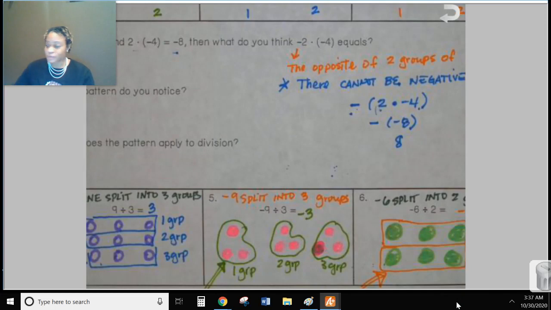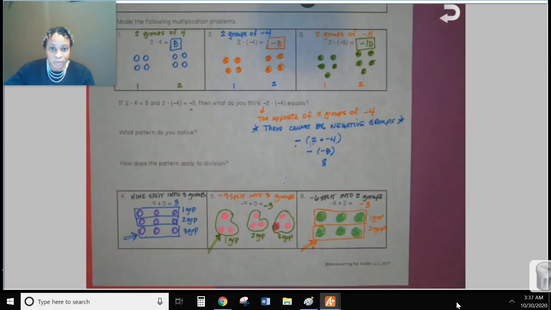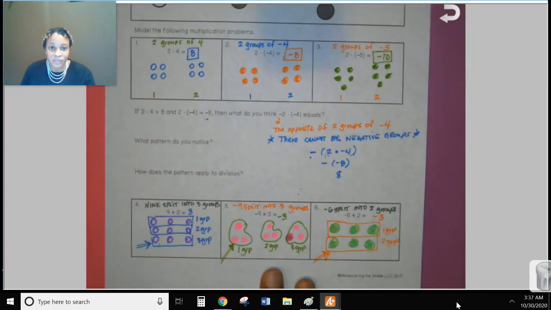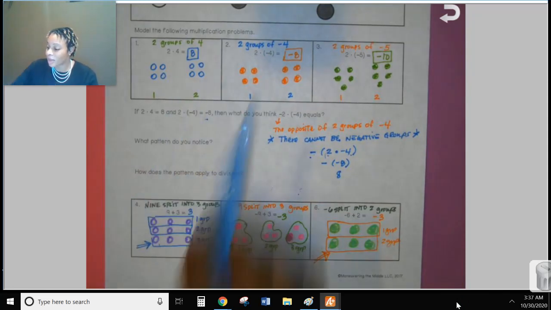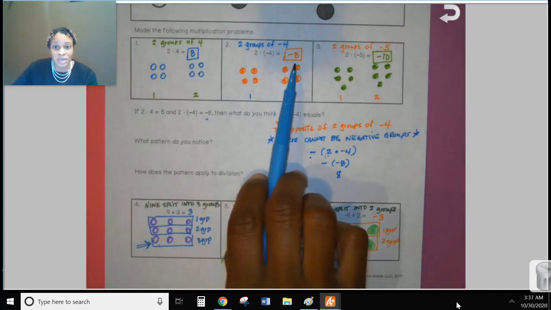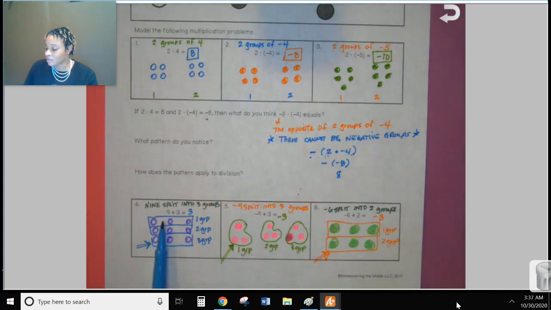So hopefully you noticed that. And if you did not notice it, I'm going to bring these back so you can look at them. So positive times a positive, our answer was positive. A positive times a negative, our answer was negative. A positive divided by a positive, my answer was positive. A negative divided by a positive, my answer was negative. Same sign positive, different sign negative.